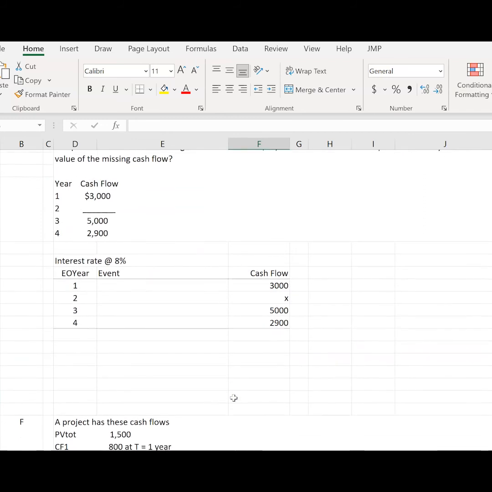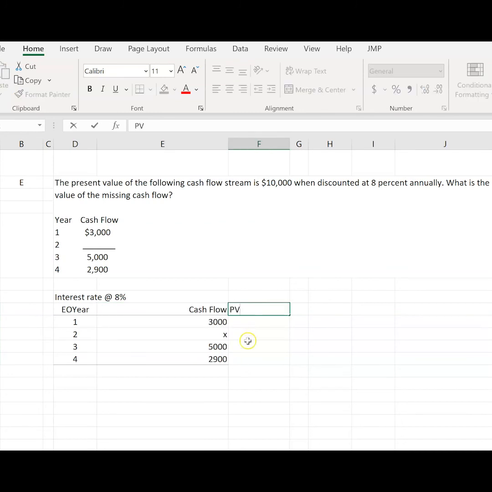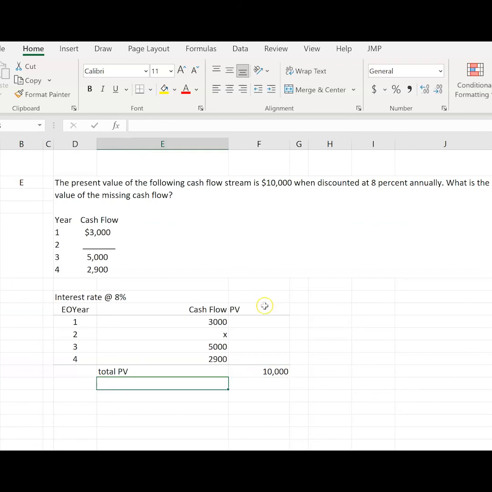All right, question E. The present value of the following cash flow stream is $10,000 when discounted at 8% annually. What is the value of the missing cash flow? Again, I don't know why we have this event column, so I'm just going to delete it. All right, so I've set up a cash flow table here that looks very similar to the ones we were using earlier. I'm just going to go ahead and figure out the present value of the cash flows that we do know.